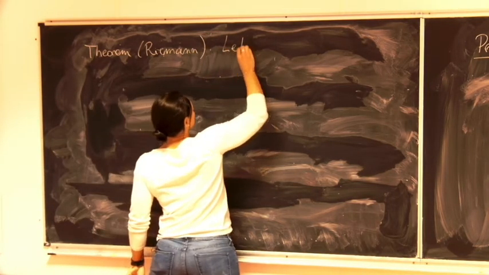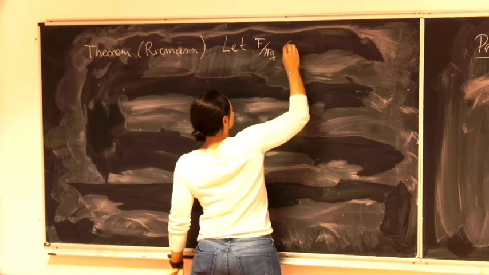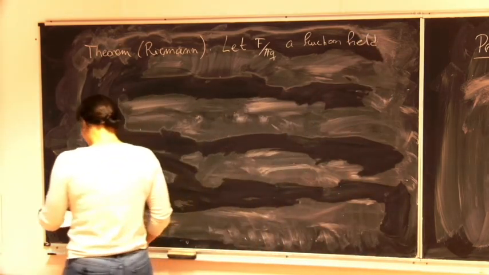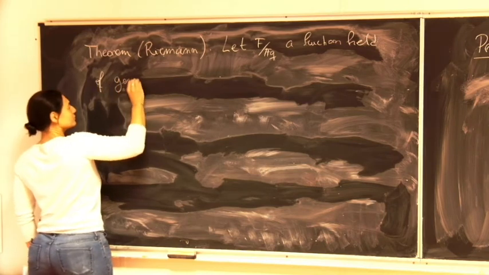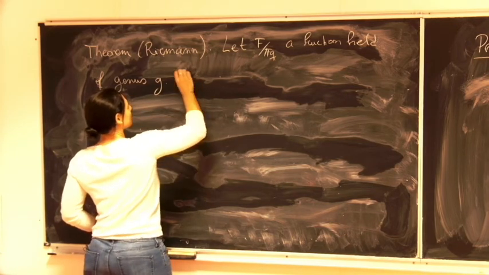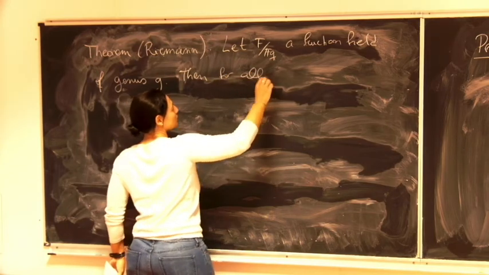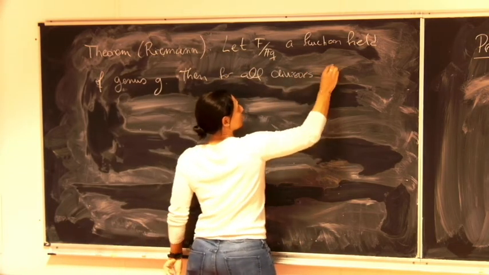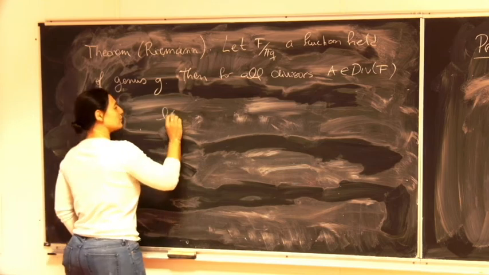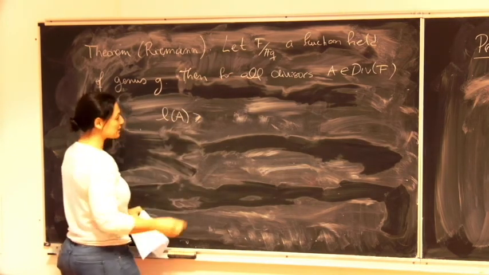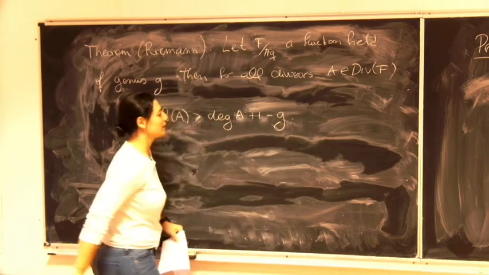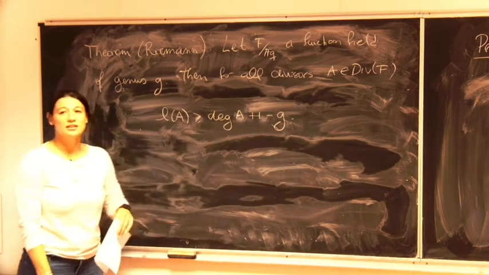If we have a function field of genus g, then for all divisors A, the dimension of the divisor is always bounded by the degree of A plus 1 minus g. And this is how we define the genus, of course.